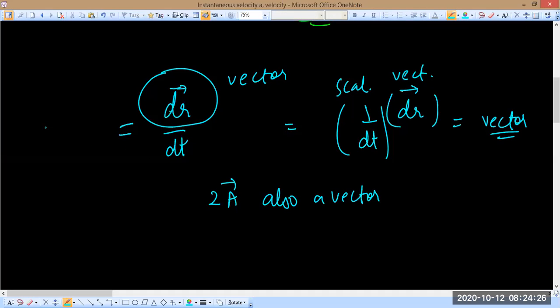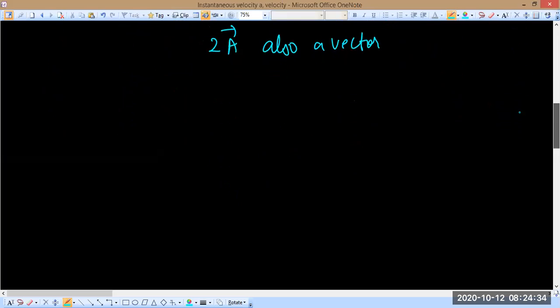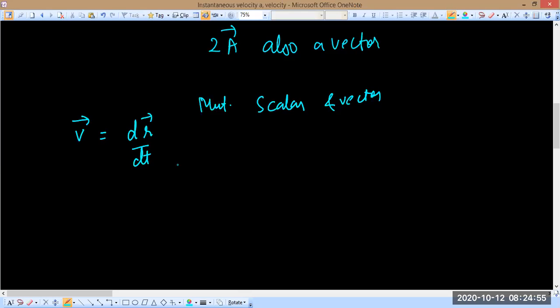Okay, now so that's why this thing must be a vector. Whatever this thing is must be a vector. So it's actually the velocity vector. But this allows us to write even more detail, by using the properties of multiplication of scalar and vector. We have talked about it that if dt is positive, then v vector and dr vector are in the same direction. So that's always true.